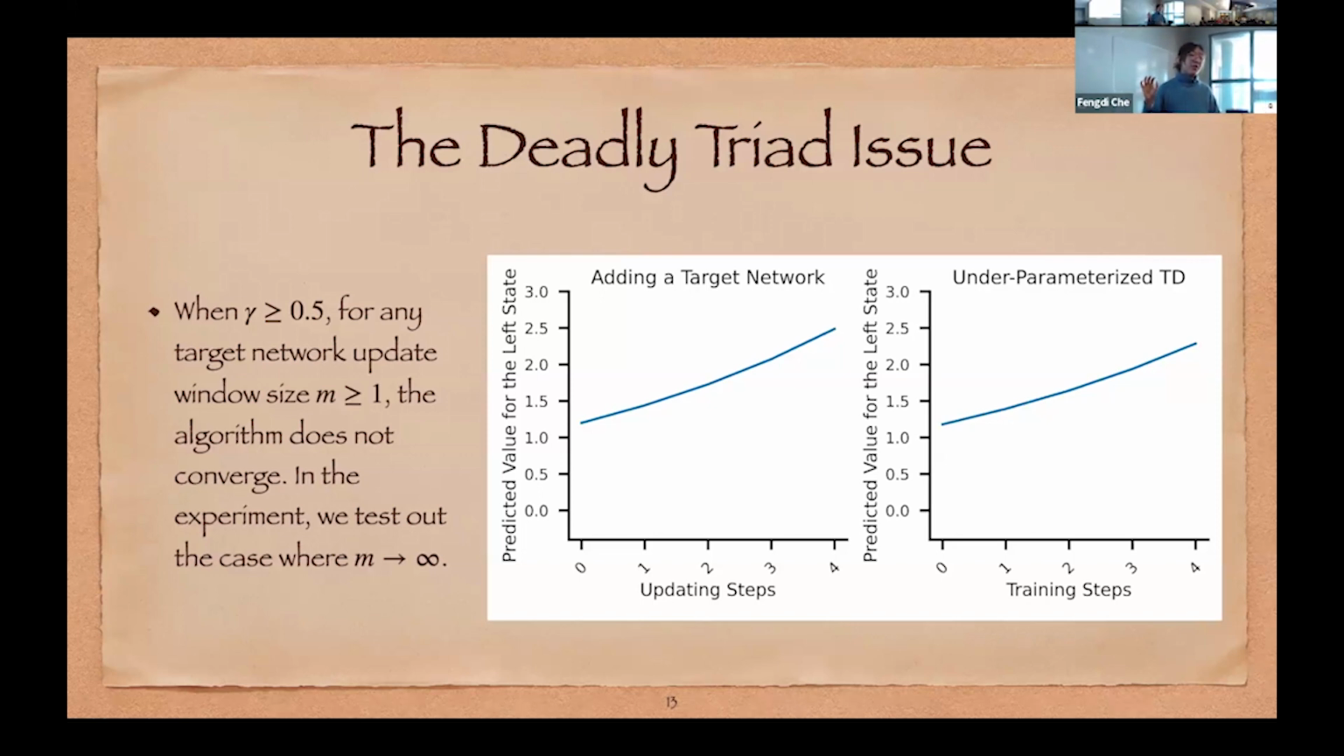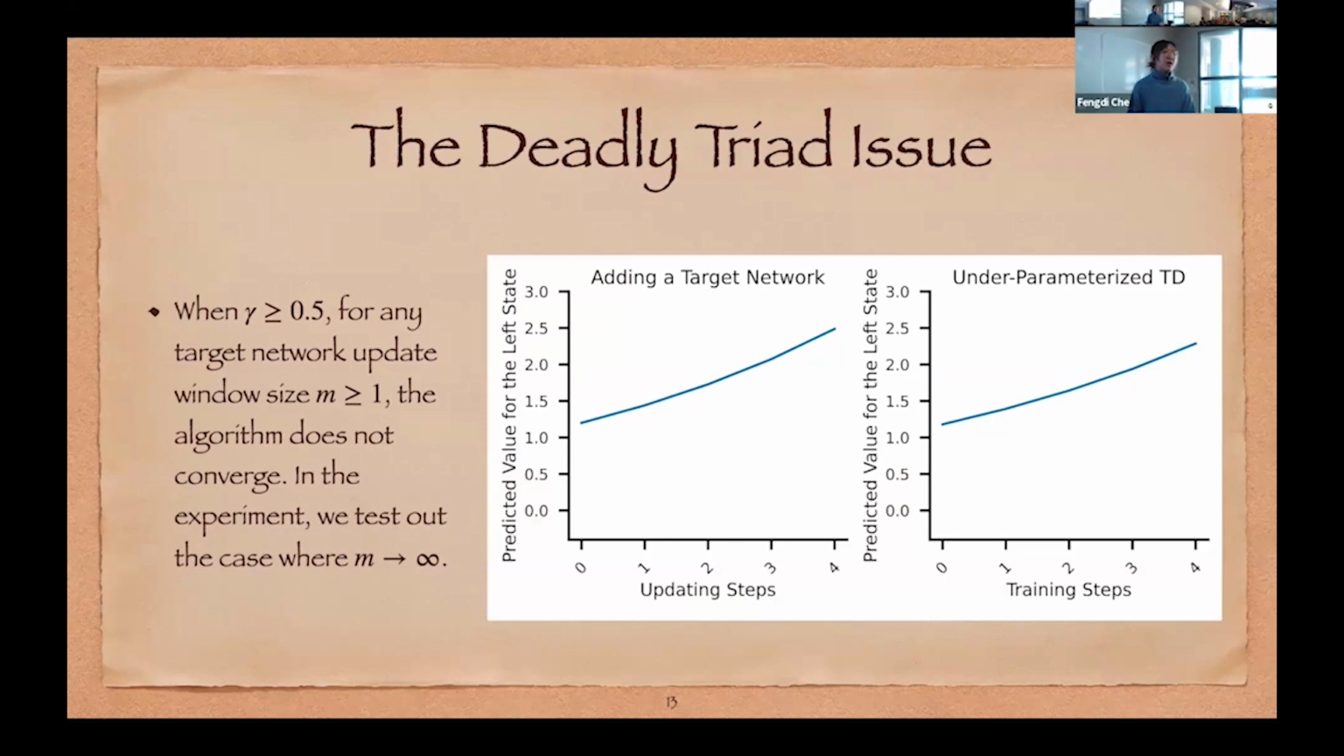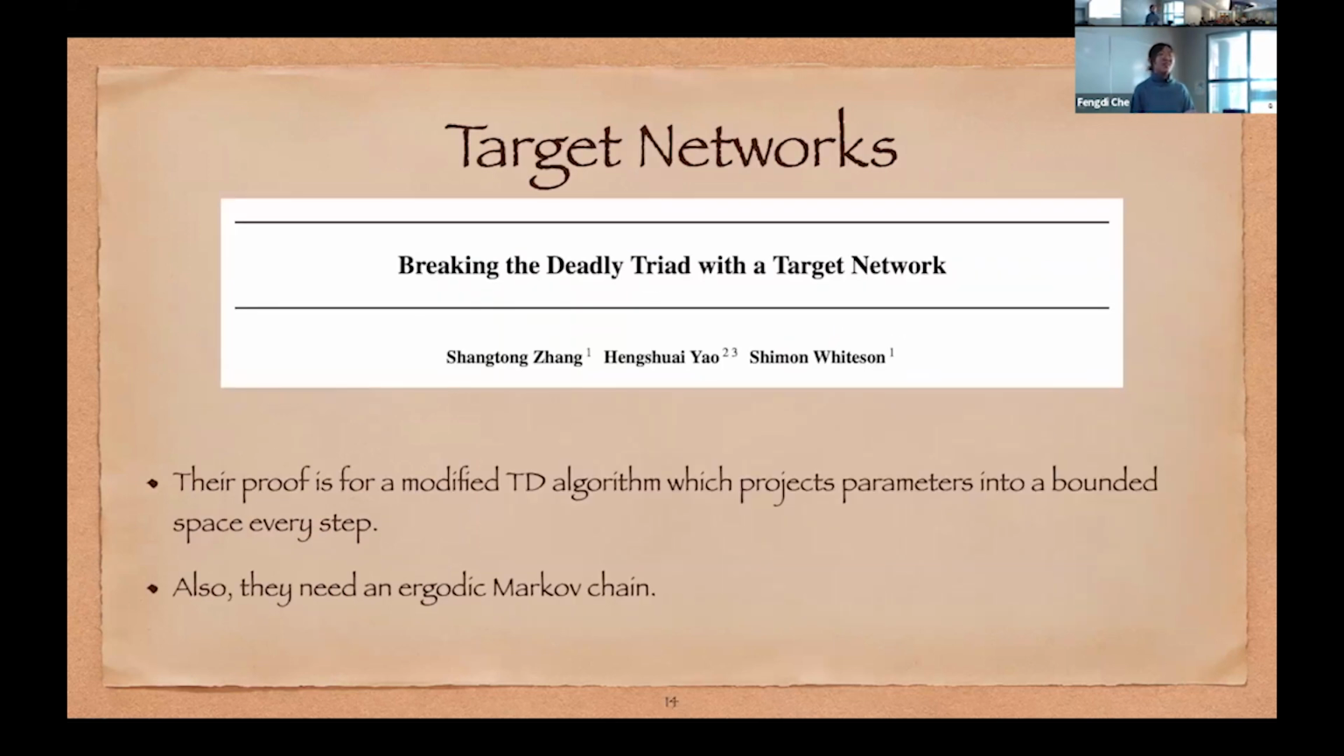Actually, no matter what update step we choose for the target network, just basically the m step thing, no matter what m we choose, the algorithm will always diverge. So why is it happening? Is this paper saying a wrong thing?